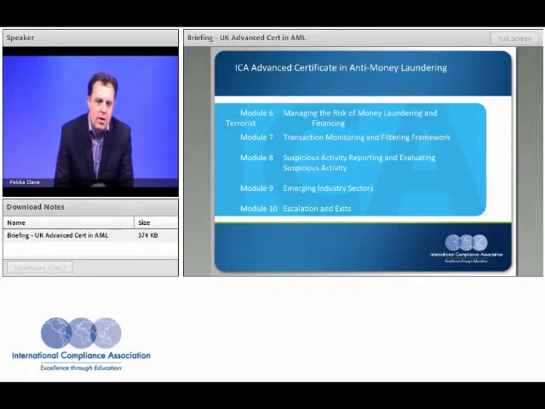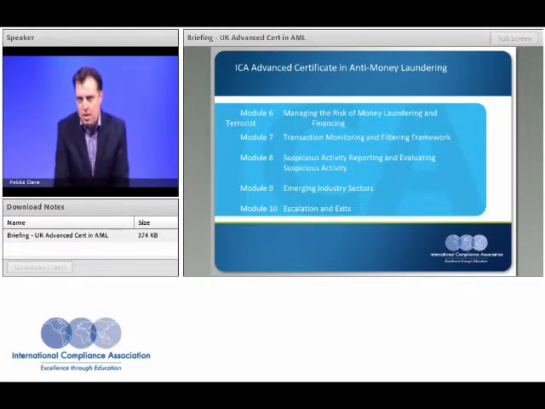Module 8, a very interesting part of the syllabus, looks at suspicious activity. How do we flag the red flags in terms of suspicious activity, in terms of account activity, customers, transactions, and how do we evaluate potential hits? How do we engage with law enforcement when we submit a suspicious activity report to, say, the Serious Organised Crime Agency? And what happens after we make that report?